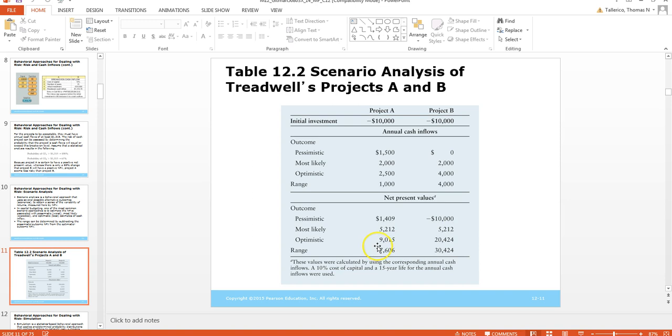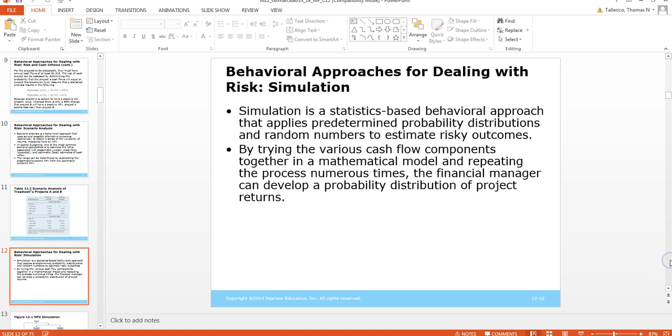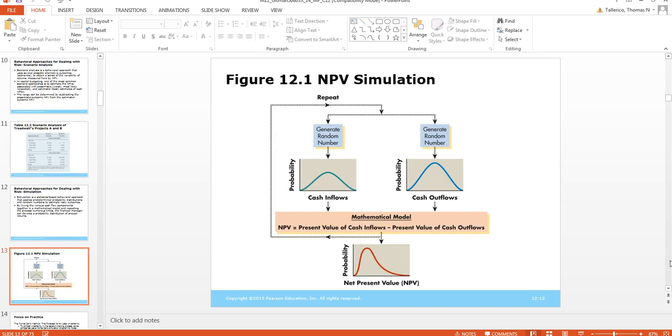So they show you the net present values of both, even though they're positive. This one here has a lower range of net present values, and the range of the actual cash flows is the difference between that and that, the high and the low. And the difference between the 4,000 and the 0 is that 4,000. All right, so they're talking about simulation. This is just a discussion about doing a net present value simulation and doing mathematical models.